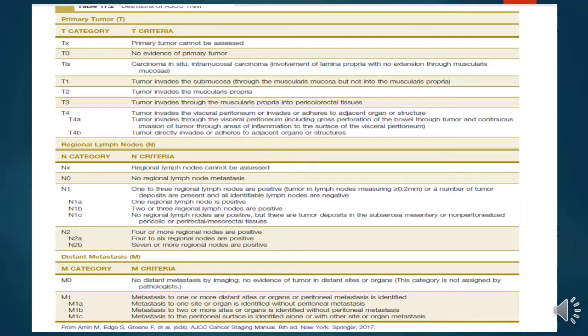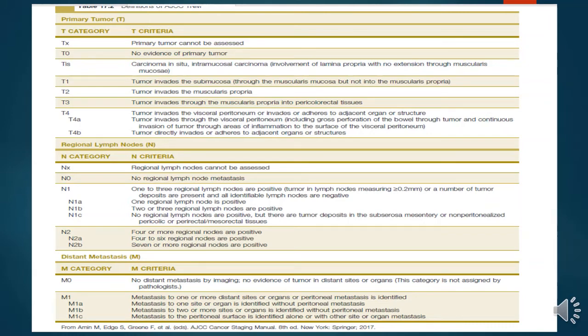T1, the tumor invades the submucosa. T2, the tumor invades the muscularis propria. T3, when the tumor invades through the muscularis propria and is found in the pericolorectal tissue, the fat areas. T4, the tumor involves the visceral peritoneum or invades or adheres to adjacent organs or structures.